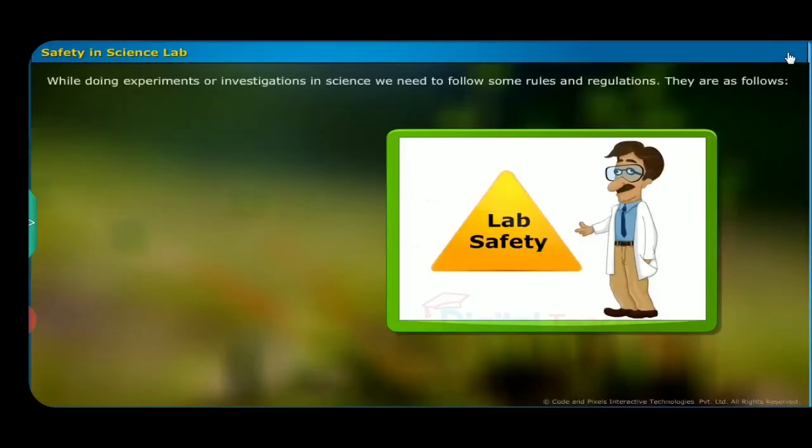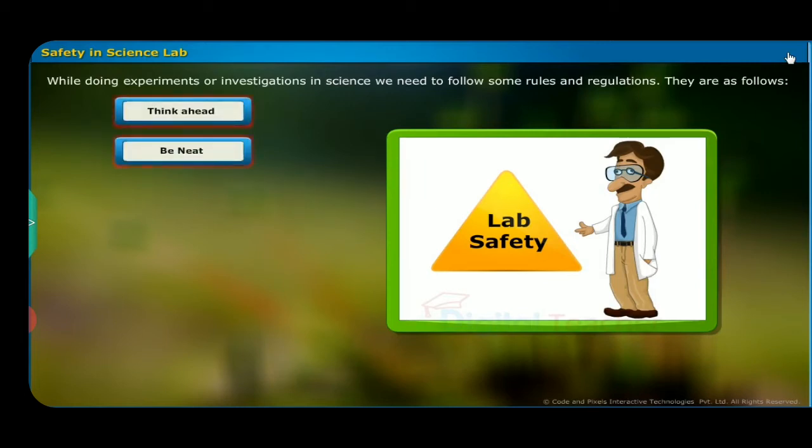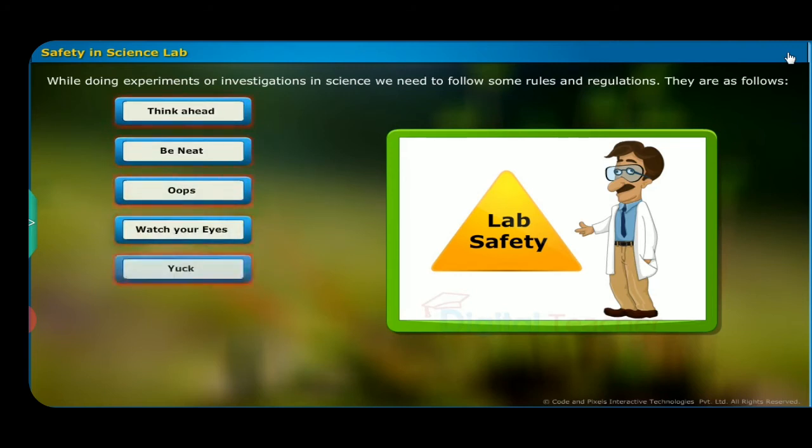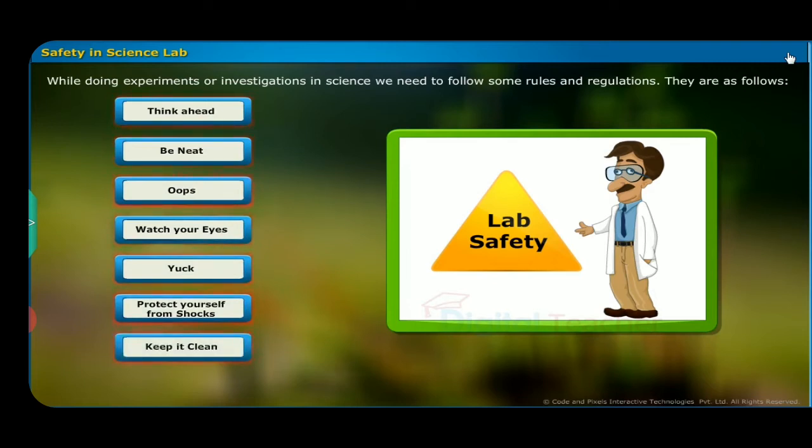While doing experiments or investigations in science, we need to follow some rules and regulations. They are as follows: Think ahead, be neat, oops, watch your eyes, yuck, protect yourself from shocks, keep it clean. Click each tab to know more.